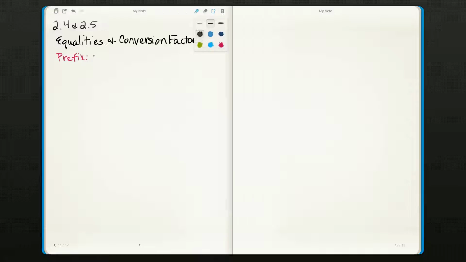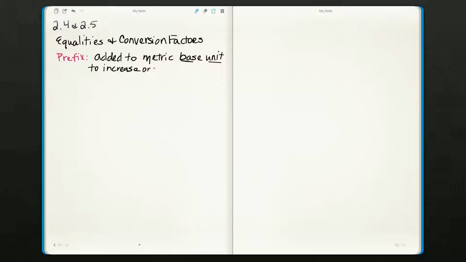Okay, so a prefix is added to a metric base unit to increase or decrease the value by some factor of 10.